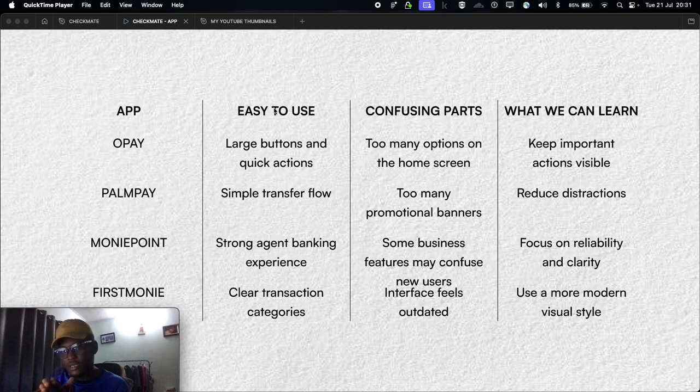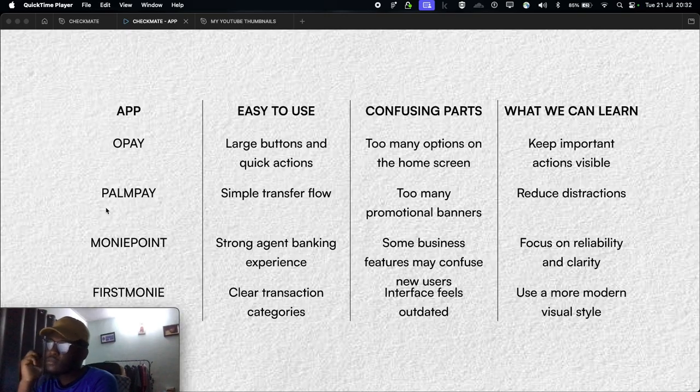So when you have checked a product which is our competitor, maybe OPay is one of our competitors, we check what is easy to use, or maybe they have large buttons, quick actions. That's good. What's the confusing part? Maybe there are too many options on the home screen. You're like, okay, so users like the fact that there are large buttons and quick actions that make actions faster, but users don't like the fact that there are too many options on the home screen, right? So we have found the good, we have found the bad, and then we write what we have learned. So what we can learn is, oh, let's keep important actions visible and maybe reduce the options on the home screen, right?